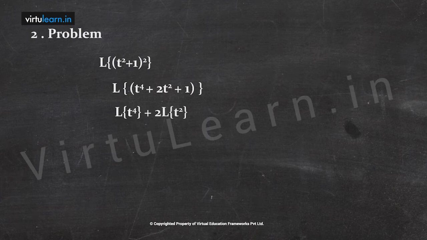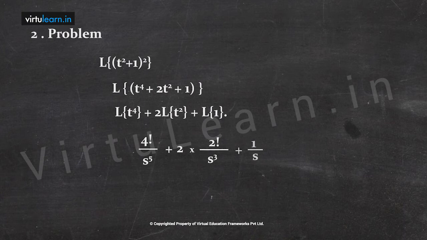2 into Laplace transform of t squared plus Laplace transform of 1. Then according to the formula, Laplace transform of t^n is n factorial by s^(n+1). In place of n we have 4, so 4 factorial by s^(4+1), and s^(4+1) means s^5. In the same way, 2 into 2 factorial by s cubed. Then Laplace transform of 1 is 1 by s. Now this can be written as 4 factorial is 24.